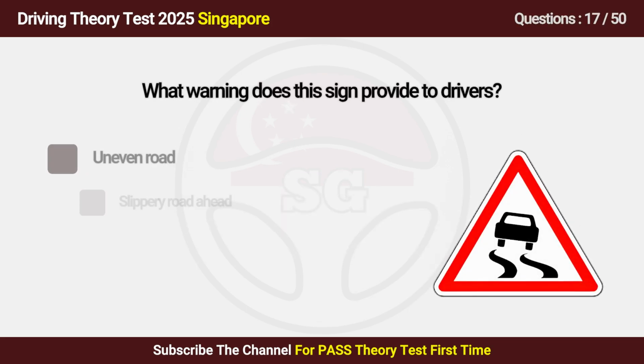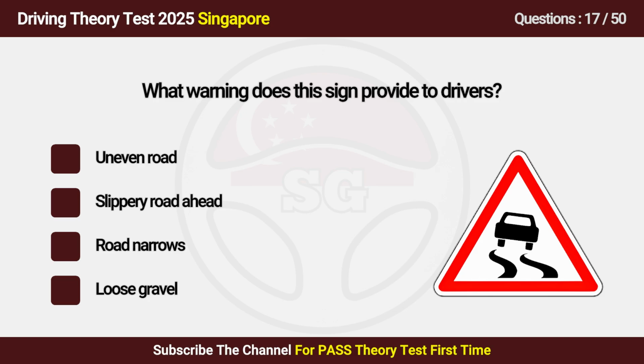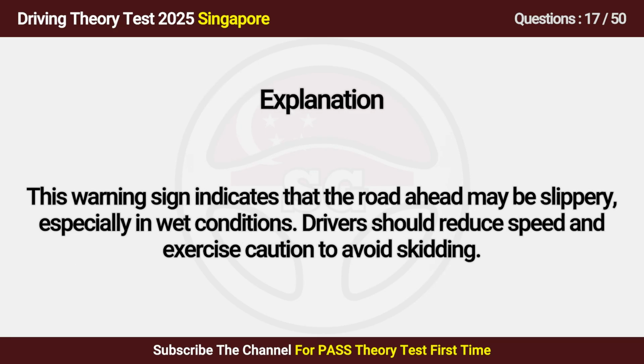Question 17. What warning does this sign provide to drivers? A. Uneven road. B. Slippery road ahead. C. Road narrows. D. Loose gravel. Answers is B. Slippery road ahead. This warning sign indicates that the road ahead may be slippery, especially in wet conditions. Drivers should reduce speed and exercise caution to avoid skidding.